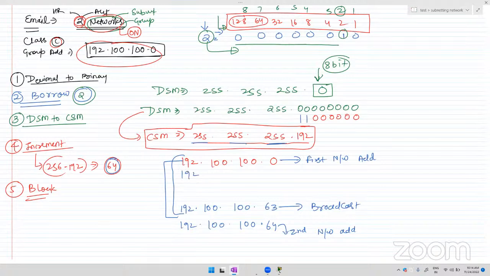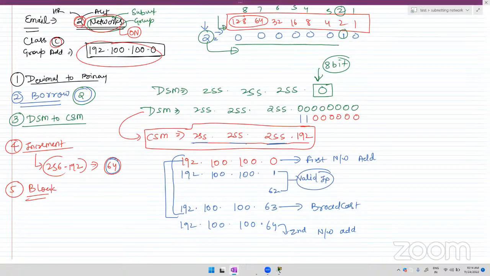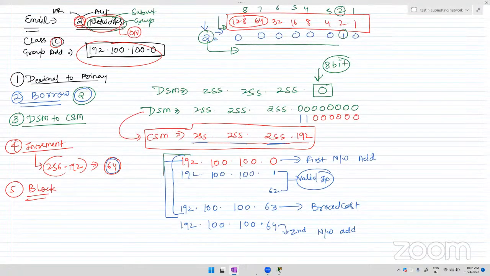And valid IPs: 192.100.100.1 till 62, 1 to 62. And this one is my valid IP range. Done? Now we need to make a second network, because the first one we provide, for example, to the HR department.